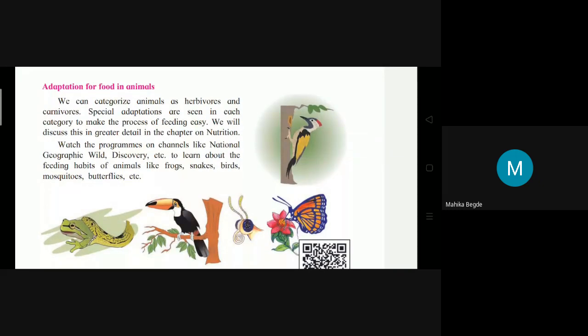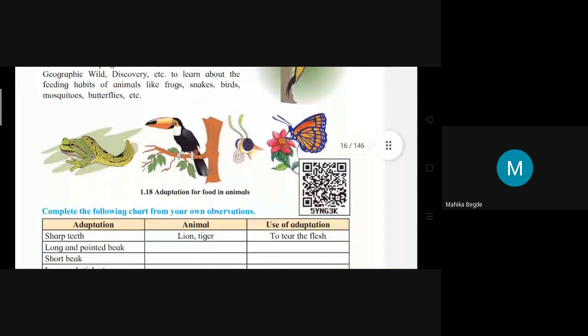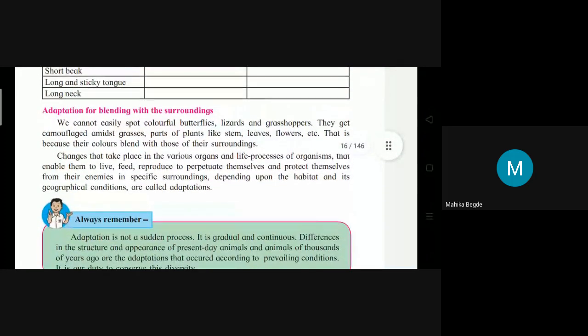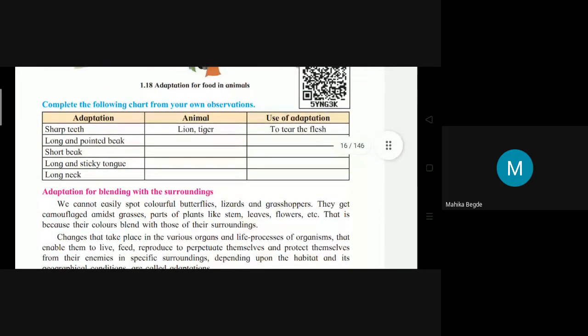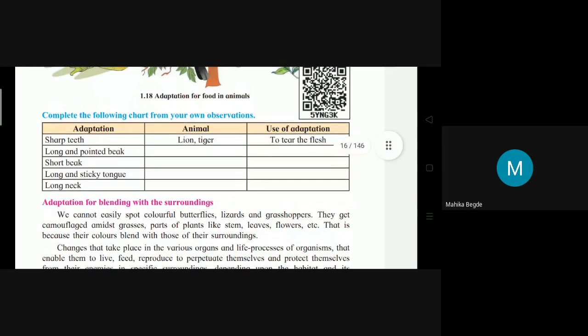Then adaptation for food in animals. How are animals adapted for their food? We can categorize the animals as herbivorous and carnivorous. Special adaptations are also found in these types of animals for making the process of feeding easy. How are they adapted? Some animals have sharp teeth like lion and tiger to tear the flesh.